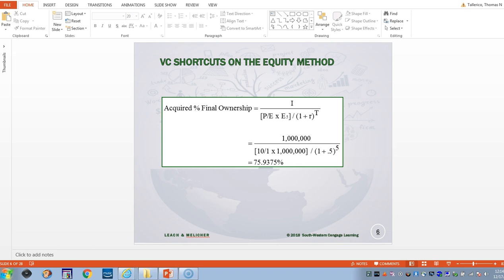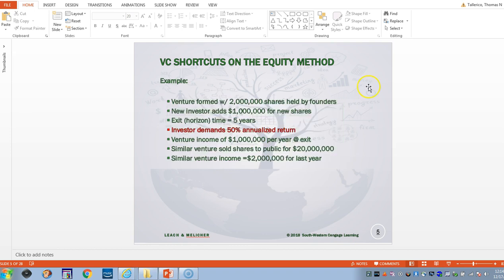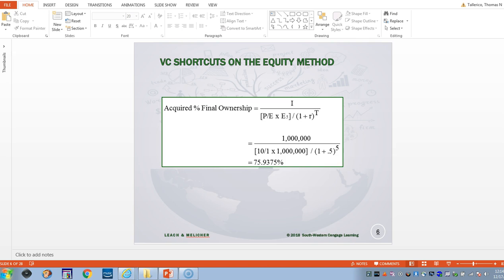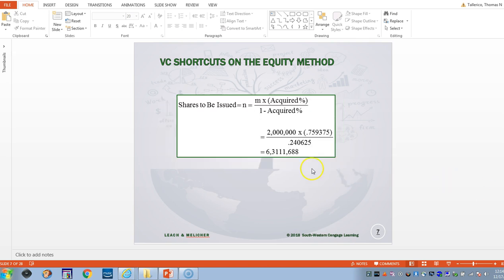And you'll notice here there's a 10 and a 1, right? So you want the similar venture. Here's 20 million and 2 million, so that's a 10 to 1 ratio. All right, that's of your similar venture. And this will tell you the amount of shares that you have to issue. And again, if we plug in here, you just plug into these equations.